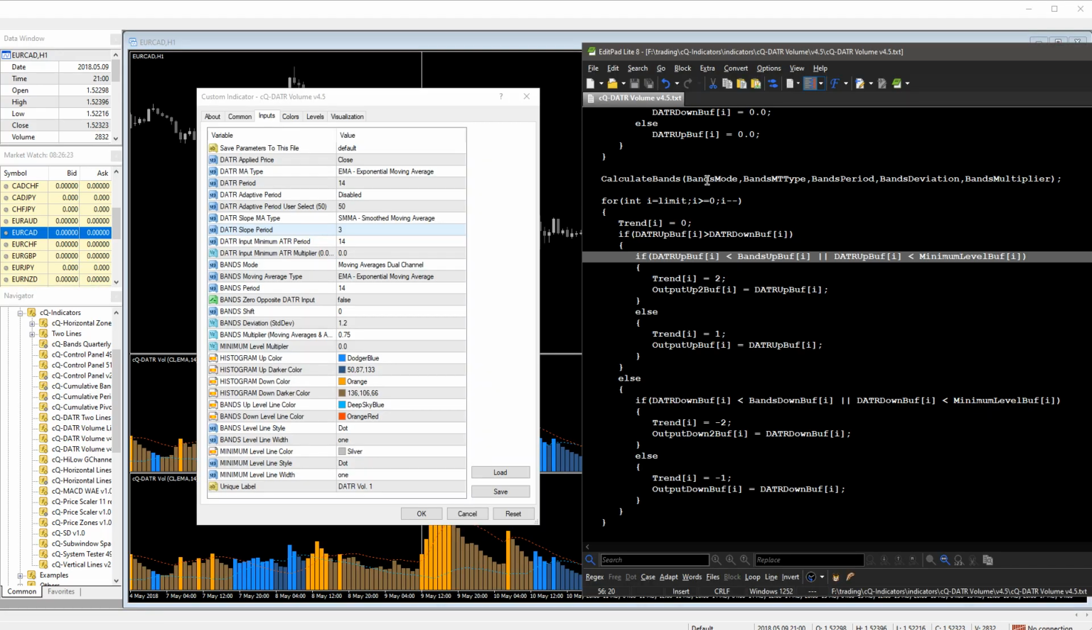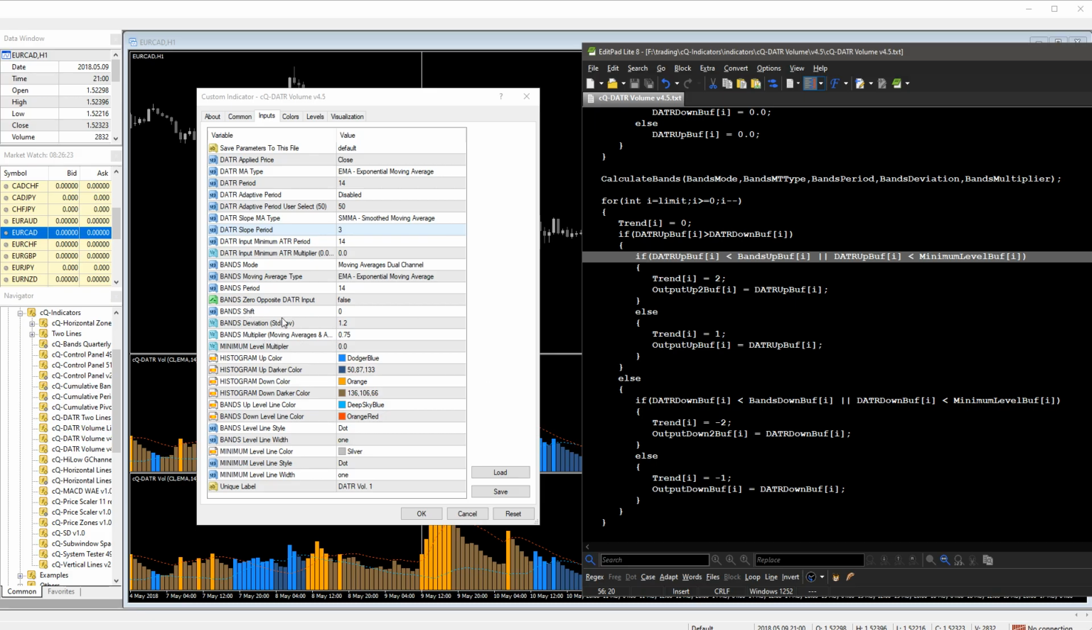When it calculates the bands, here's the bands mode, of which we have a number of different types. Then there's the moving average type, which again is the EMA, and the period, which is 14. Then there are two values here: the bands deviation and the bands multiplier. The deviation is for the standard deviation mode of the bands modes, which will be right up here. The bands multiplier is for the moving averages and the ATR.